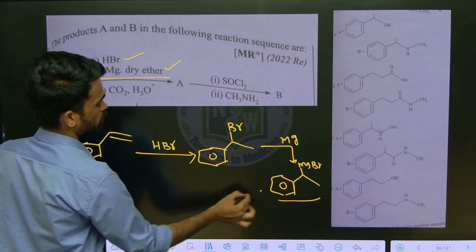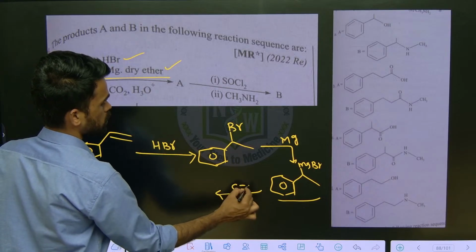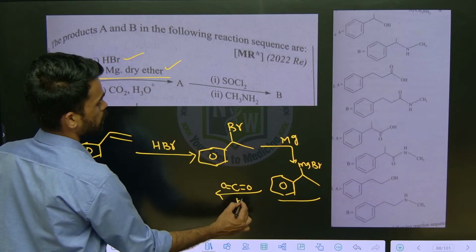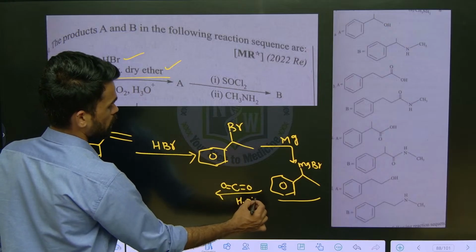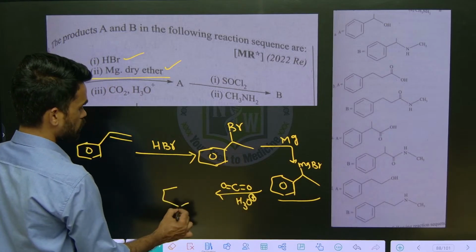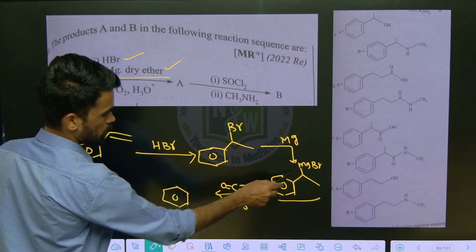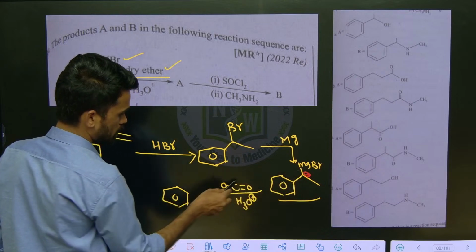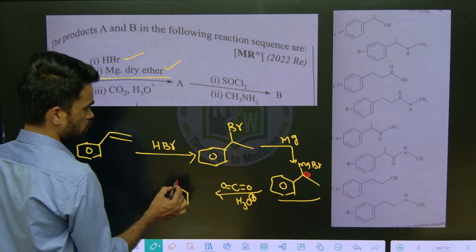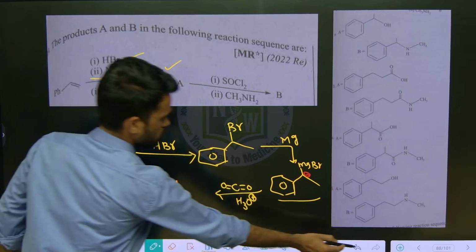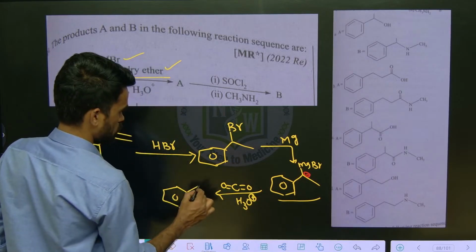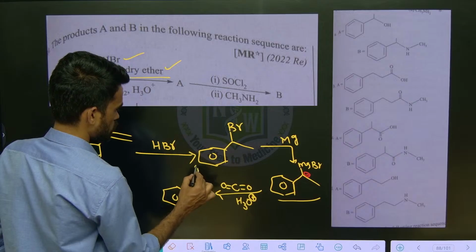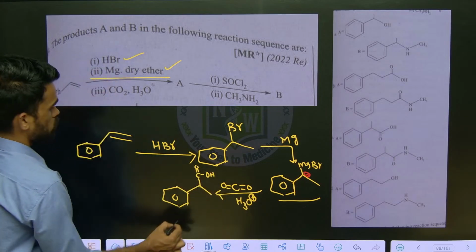Okay, this is treated with CO2 gas, carbon dioxide, followed by acidic hydrolysis. We are going to get a carboxylic acid here, because the CO2 is an electrophile, this carbon is a nucleophile, and attacks at this electrophilic center. Okay, COOH. So this is our A.